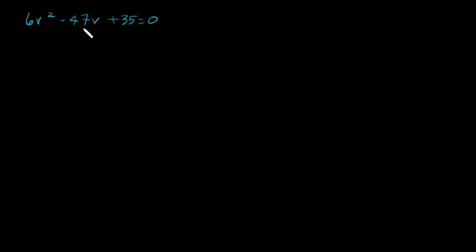47. Is that a prime? I just know that 35 is divisible by 7 and 5, and none of that is equal to the factors of 6. So we can't take anything out. So let's start with M, which is A times C, which is 6 times 35, which equals positive 210.